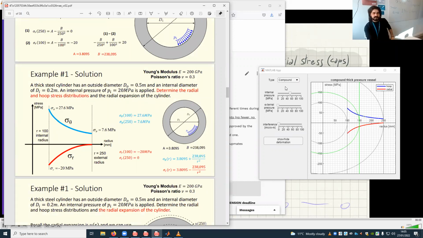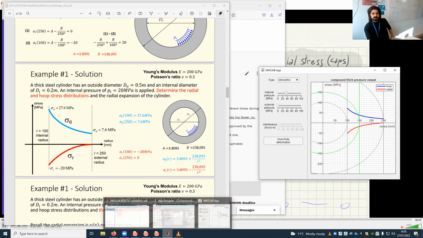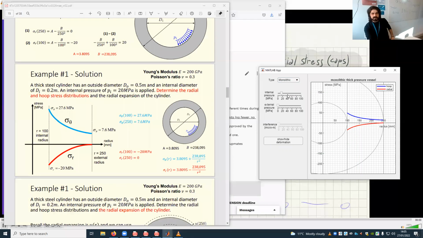What I showed you last time: when you have a monolithic pressure vessel and you change what's going on here, it's MATLAB, there we go. If you change the distribution here, you see that it changes. This computer is a bit slow. They look like these when you have only internal pressure. If you have external pressure as well, of course, you have to make your calculations, because at some point they might be constant, or they might invert their curvature.